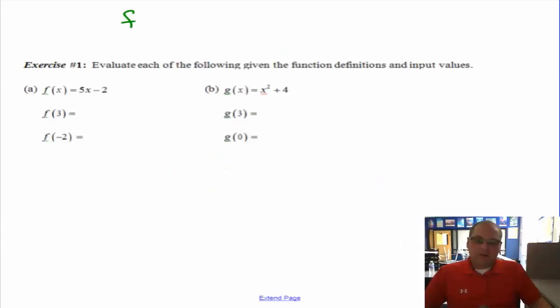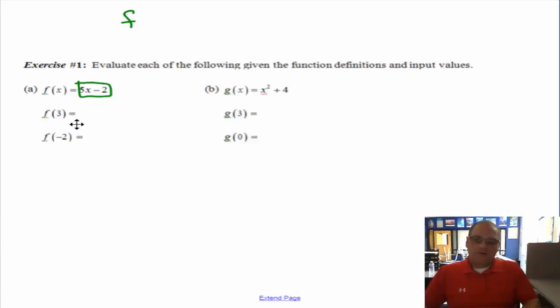So here are basic functions, and we're going to evaluate, just to get you used to the notation. So we have that this is function f. Here's function g. Here's function h. In function f, my input value is x, and this is the rule right here. So here's the rule, 5x minus 2. That's what we're going to do when we know what x is. Well, here, this one says f of 3.